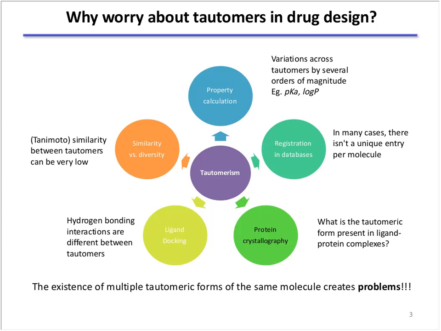Structure-based design methods like docking are affected too. Tautomers vary from one tautomer to another in the number of hydrogen bond donors as well as hydrogen bond acceptors. Therefore, these affect the scoring and binding process. In protein crystallography, what is the correct tautomer form of the ligand in the protein is very difficult to determine, especially if the ligand is present quite deeply in the active site. Registration in the databases: in many cases, there is no unique entry per molecule. Multiple entries are there in the same database as well. Sometimes multiple tautomeric forms are present in multiple different databases.